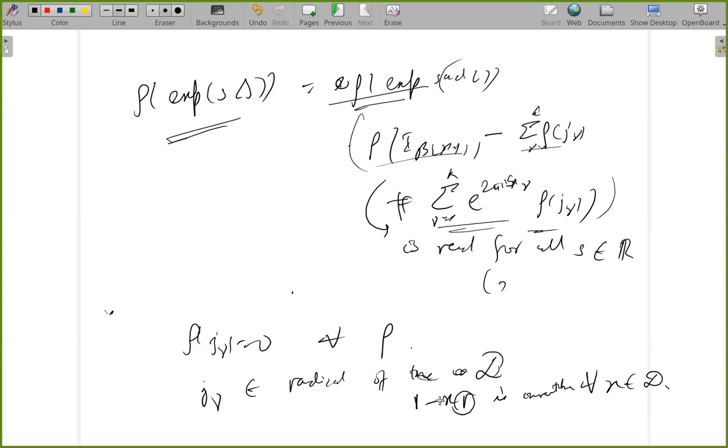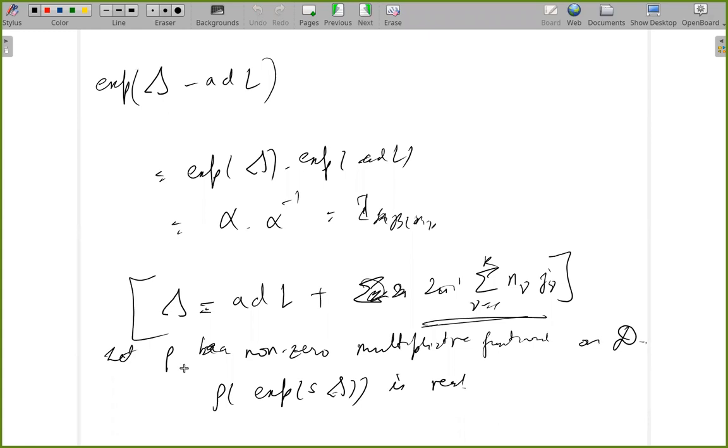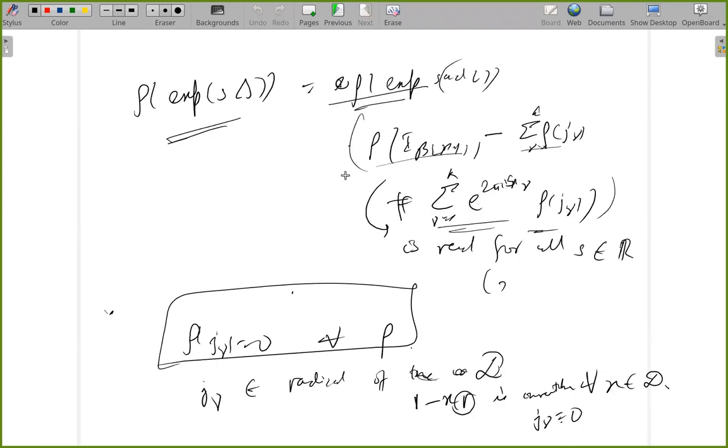So r will be the radical if 1 minus xr is invertible for all x in D, right? But in particular, just choose j nu. So essentially it's saying 1 minus j nu is invertible. So if j nu belongs to the radical, that means j nu cannot have any sort of one part in it. J nu must actually be identically equal to 0. So from this fact, you conclude j nu has to be 0. So either all the n nus are 0, or all the j nus must be 0. So there are two parts to it.